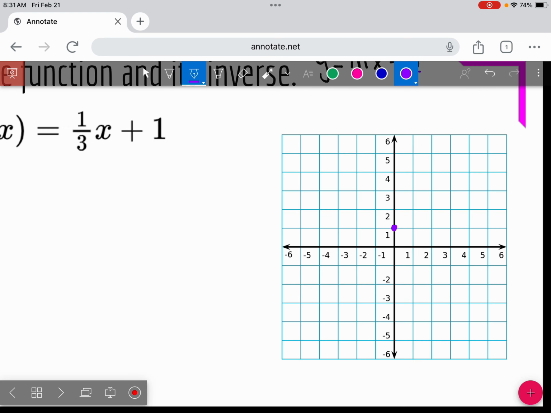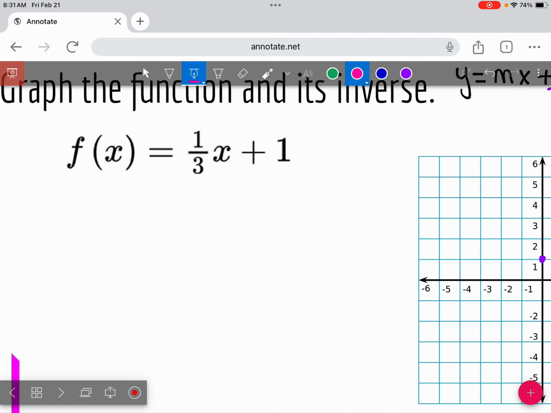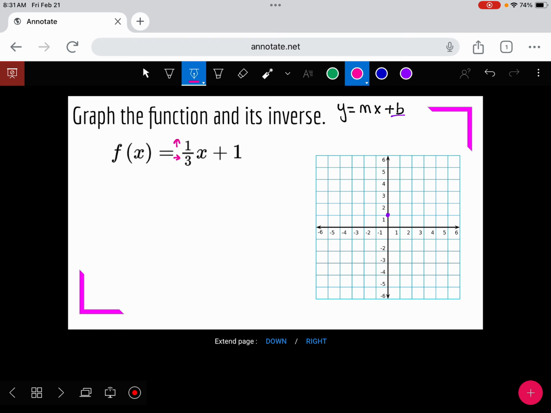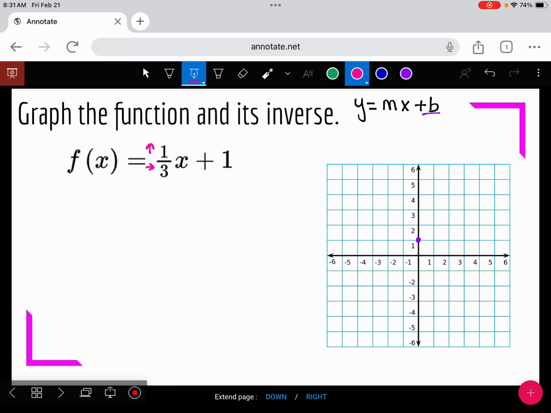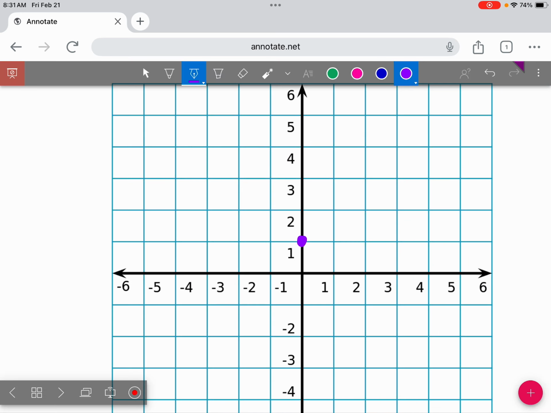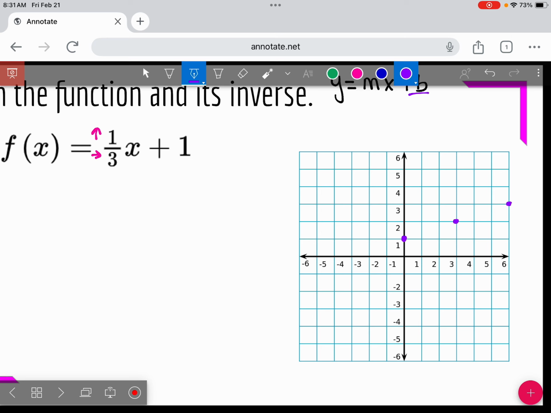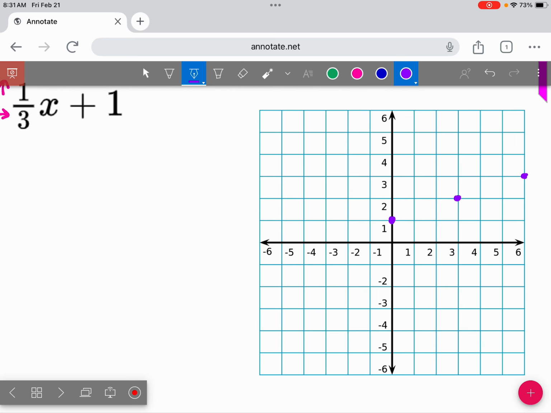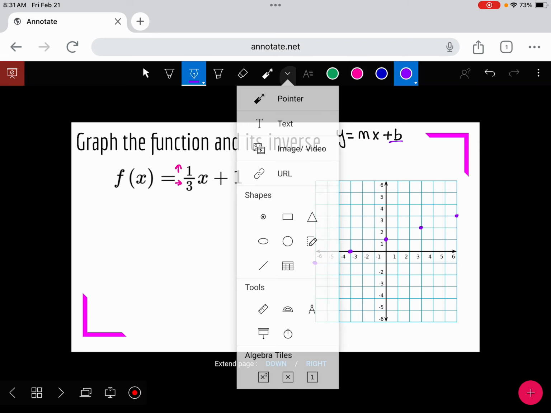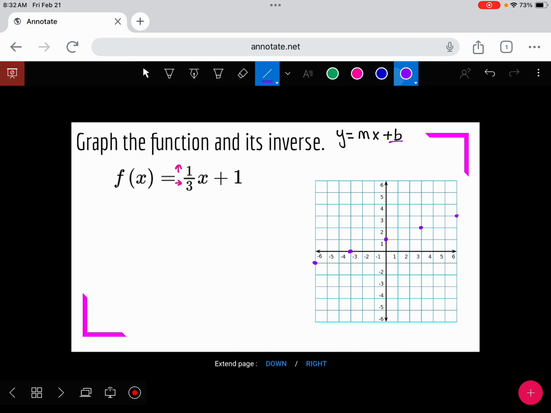How do I move to my next point? Up 1 over 3 with our slope. Remember, it's rise over run. We run to the right because they're all r's. So we're going to go up 1 and right 3. Up 1, right 3. I could also, as long as I flip both of them, do both of them negative because that would still give me a positive 1/3. So I could go down 1 and left 3. Down 1, left 3.